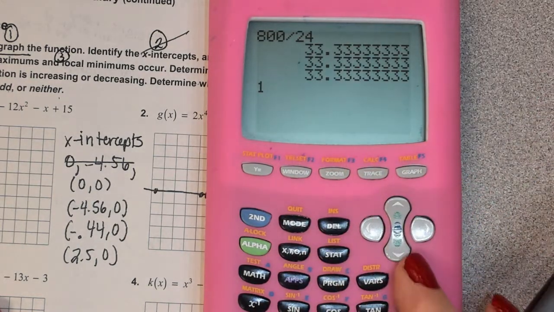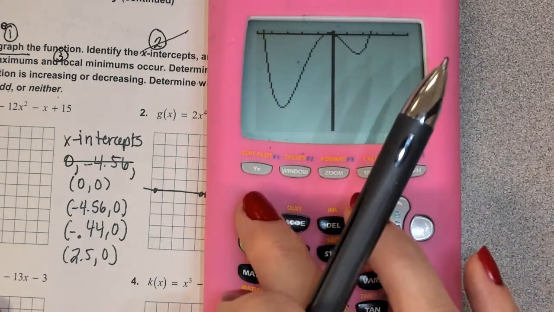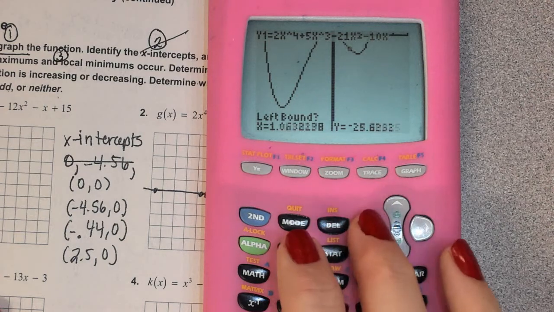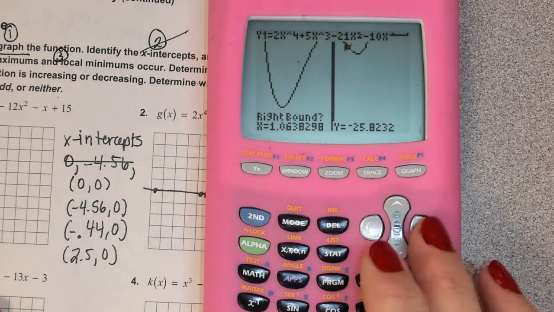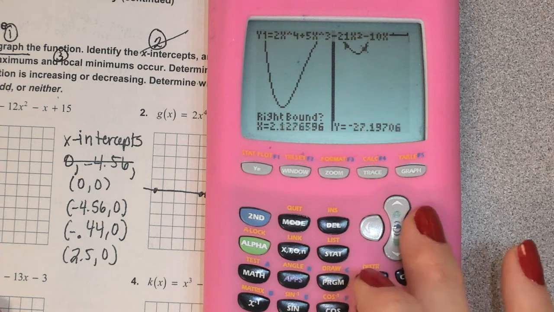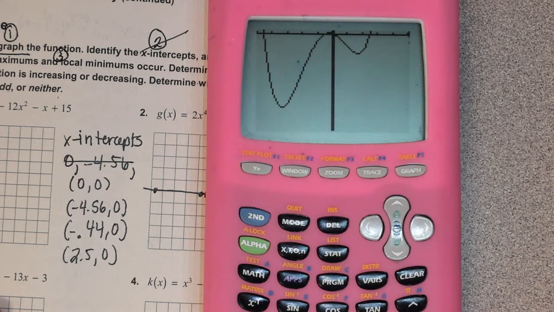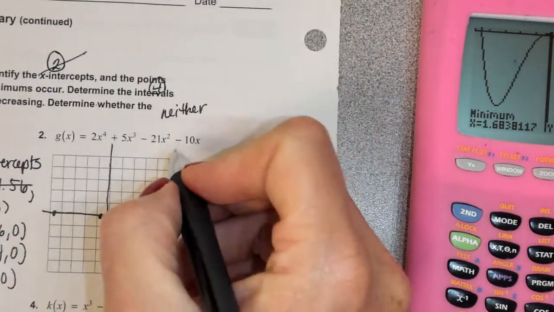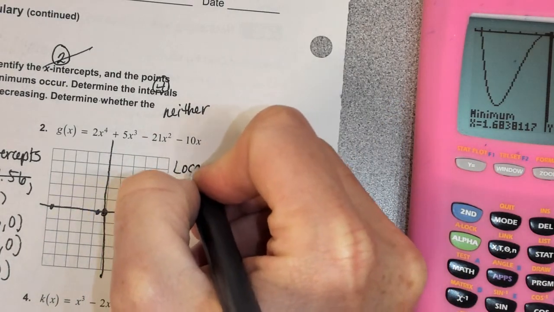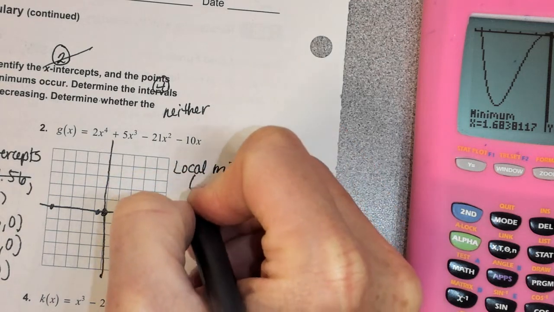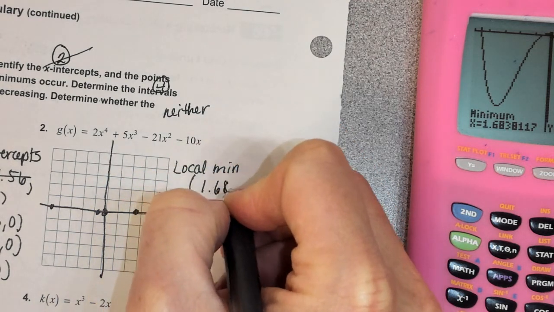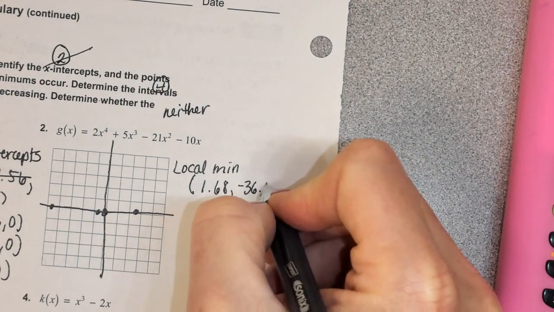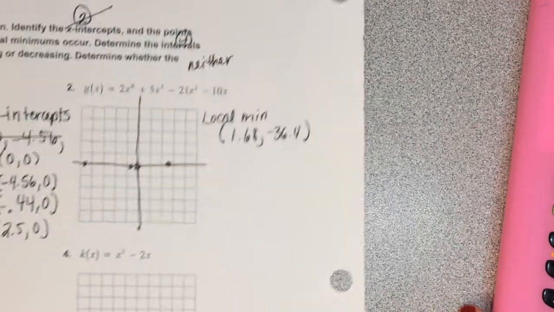Second graph. So I have to do second trace. I want a minimum. I have to go to the left side of it. That's good enough. I hit enter. I have to go to the right side of it, arrow over and hit enter. And then one more time, and there it is. So I'm going to jot that down, that I have a minimum. I have a local min at (1.68, -36.4). Just round that to the nearest tenth there.